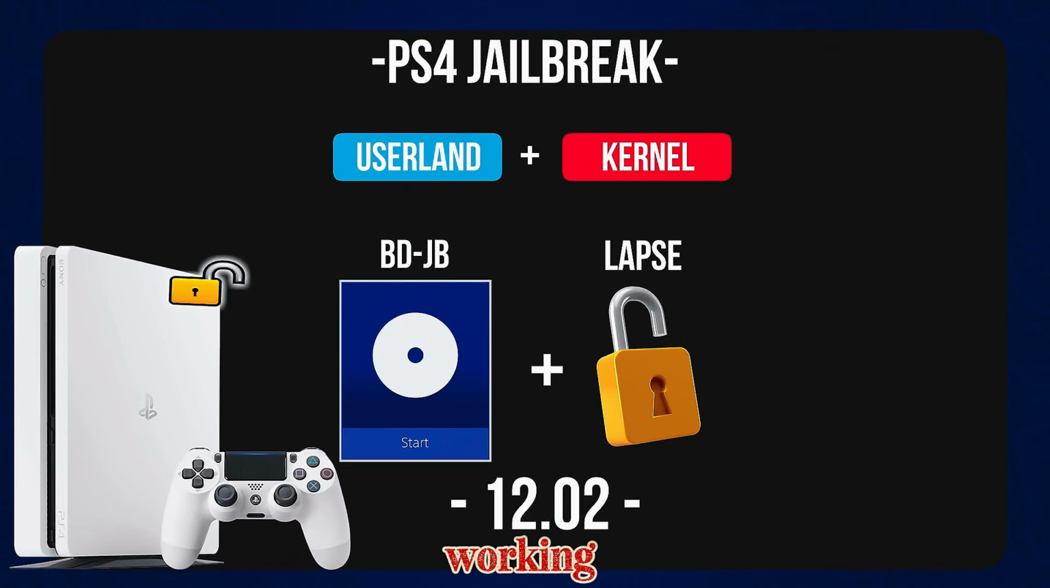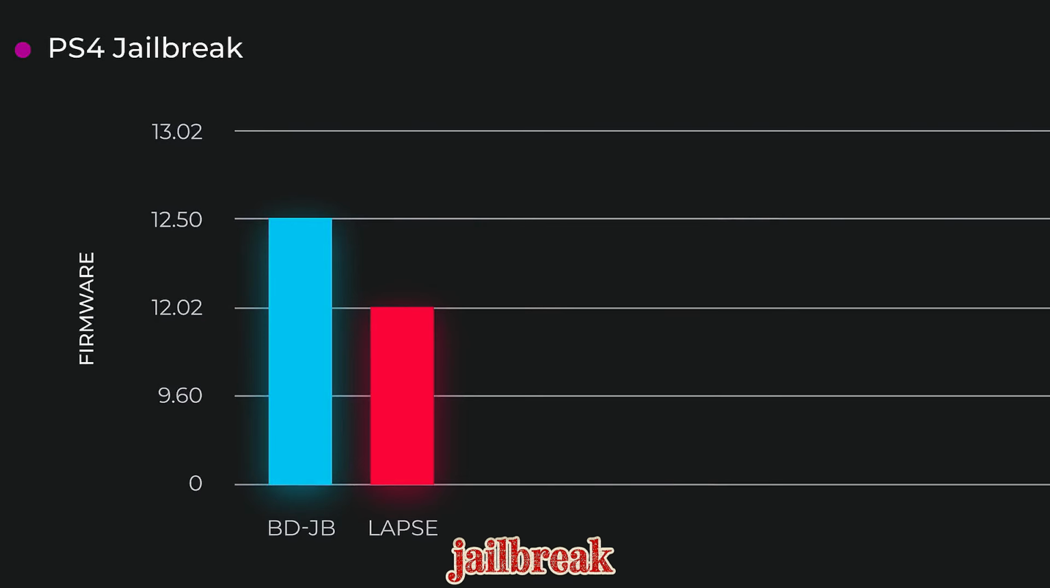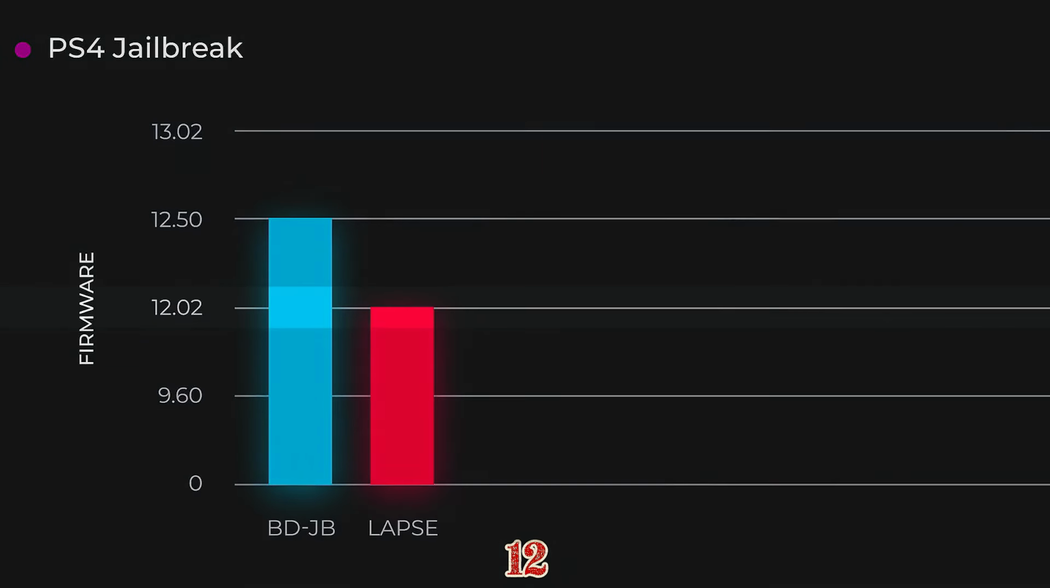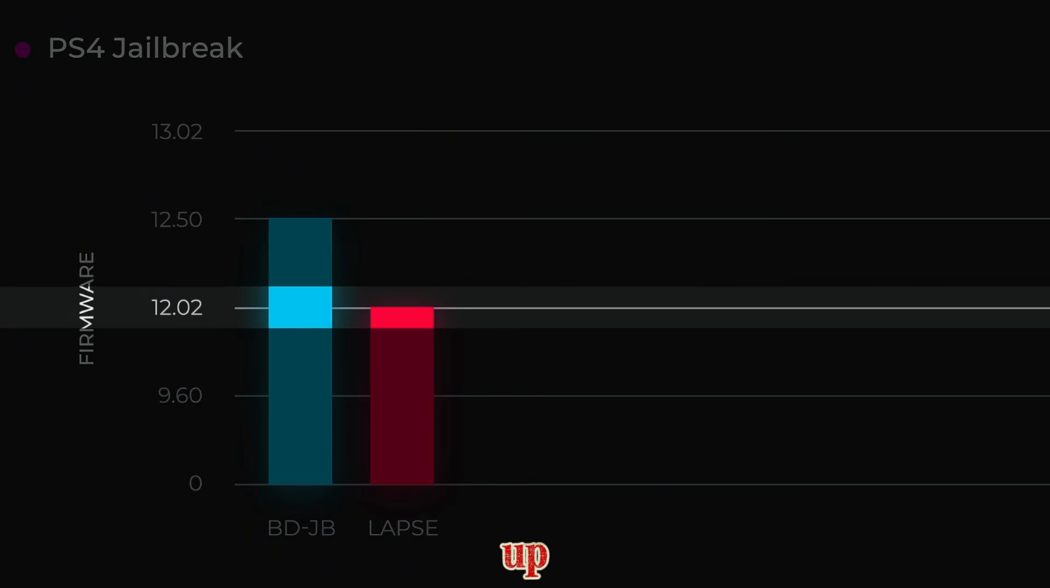Now, if you have a working disc drive on the other hand, then by far the best option is to use the Blu-ray exploit, BD-JB, as it supports firmwares up to 12.50, allowing us to jailbreak up to 12.02 with the Lapse kernel exploit.